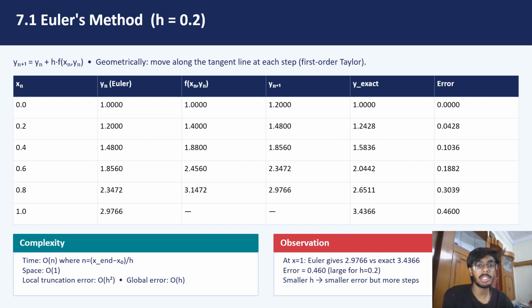We have given a step size equal to 0.2. The time complexity for the Euler method is order of n and space complexity is order of 1. The observation we had at x equals 1, Euler gives us 2.9766, whereas the exact value is 3.436. The error we had here is 0.468 for the step size of 0.2.